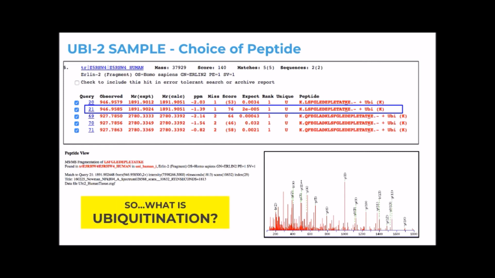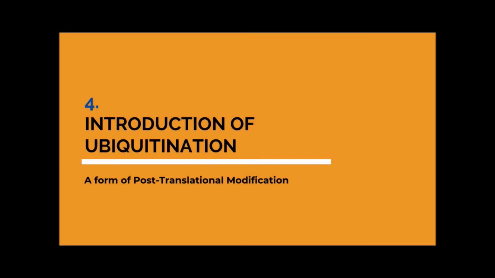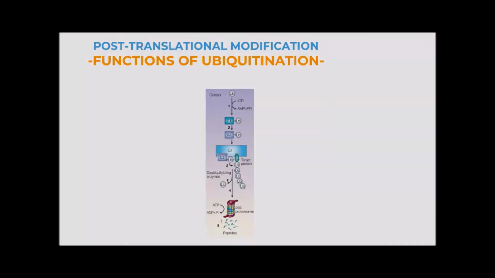So, what is ubiquitination? Ubiquitination is a type of enzymatic post-translational modification. Ubiquitin is a small polypeptide of 76 amino acids. Ubiquitination is accomplished by the coordinated action of three enzymes, E1, E2, and E3. E1 is the ubiquitin activating enzyme, E2 the ubiquitin conjugating enzyme, and E3 the ubiquitin ligase enzyme. Ubiquitin can be attached to a substrate protein as a single moiety or in the form of polymeric chains.